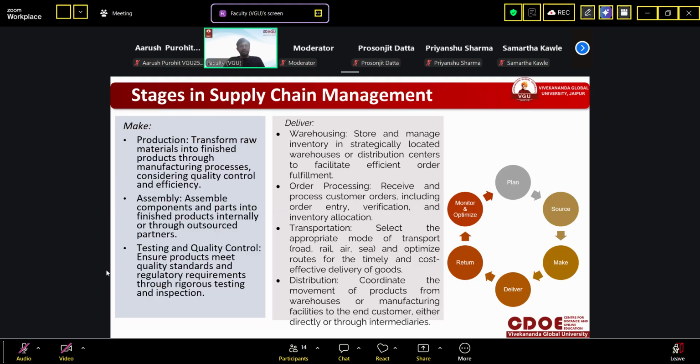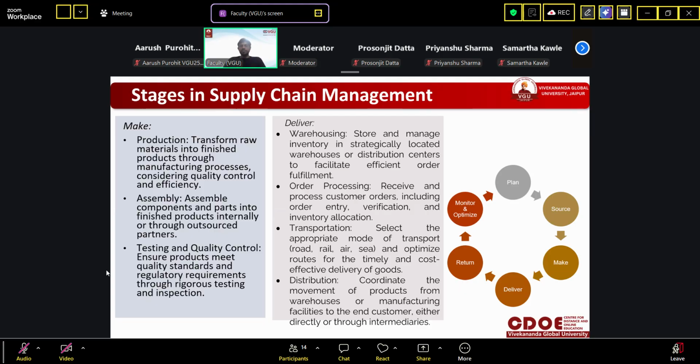In assembly, we assemble components and parts into the finished product internally or through outsource partners. We already discussed that complete process, from raw material to finished product. It is your responsibility to check that quality control is always there. After the finished product, check these processes to test whether the product is right or not.